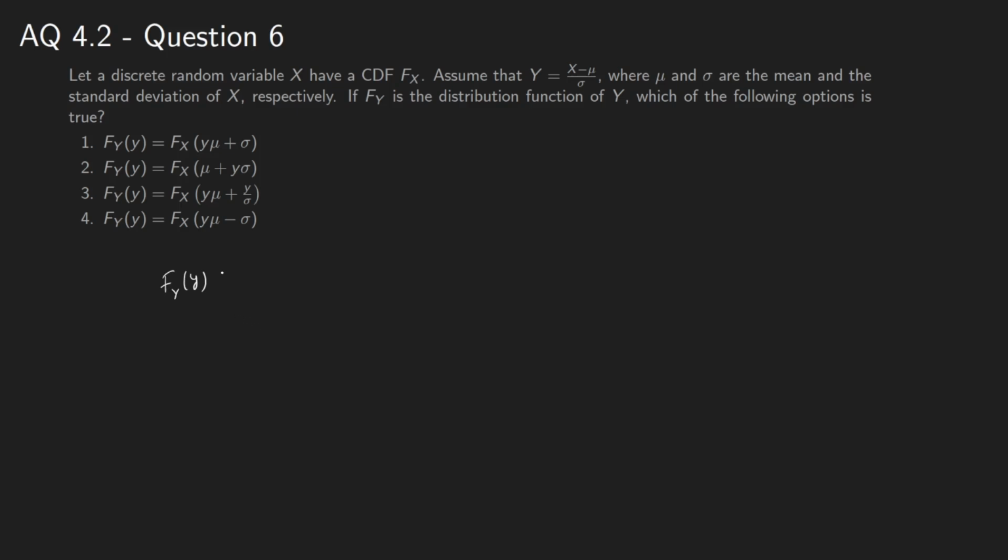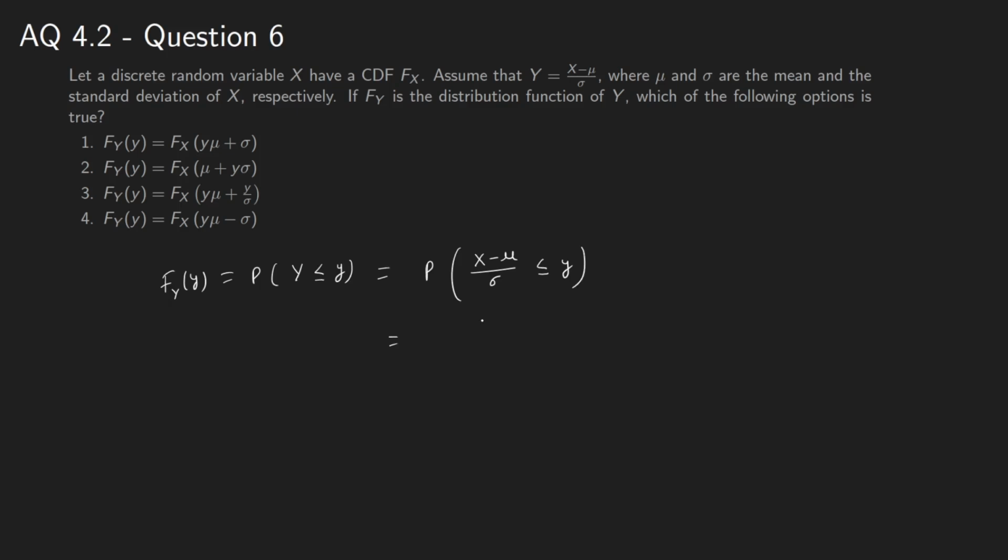As you know, the CDF of y is equal to the probability that the random variable y will take values less than or equal to the value small y at which we are calculating the CDF. But y is given as x minus mu divided by sigma. So we are just exploiting the relationship between y and x here. So we can write y equals x minus mu divided by sigma, which would be less than or equal to small y.